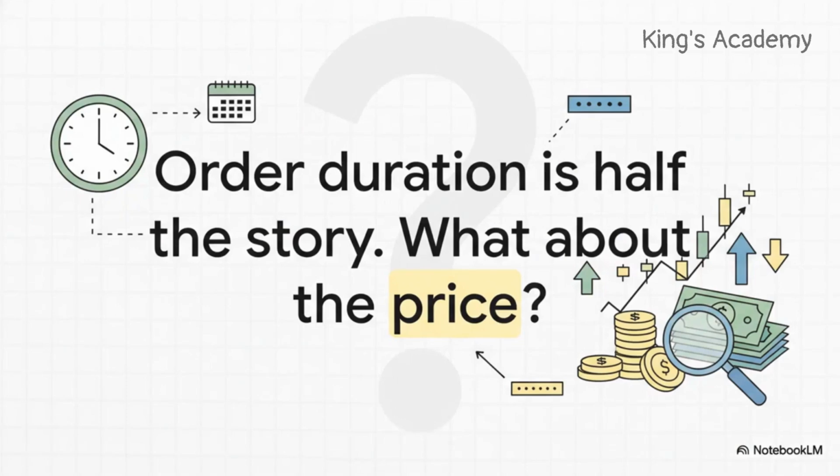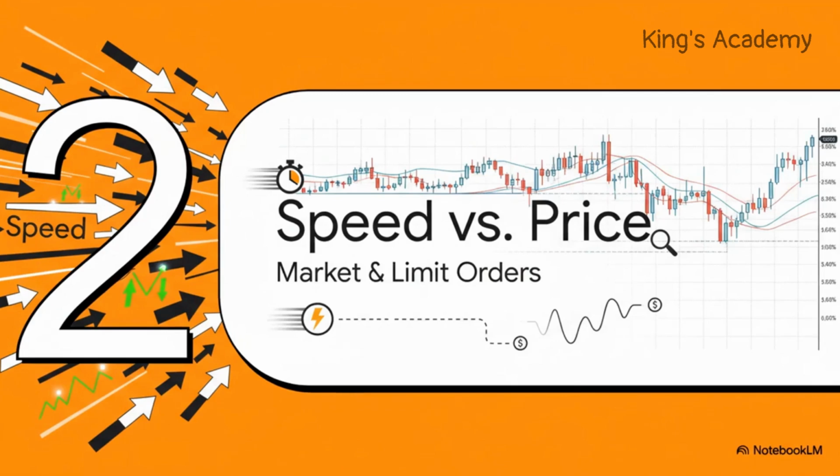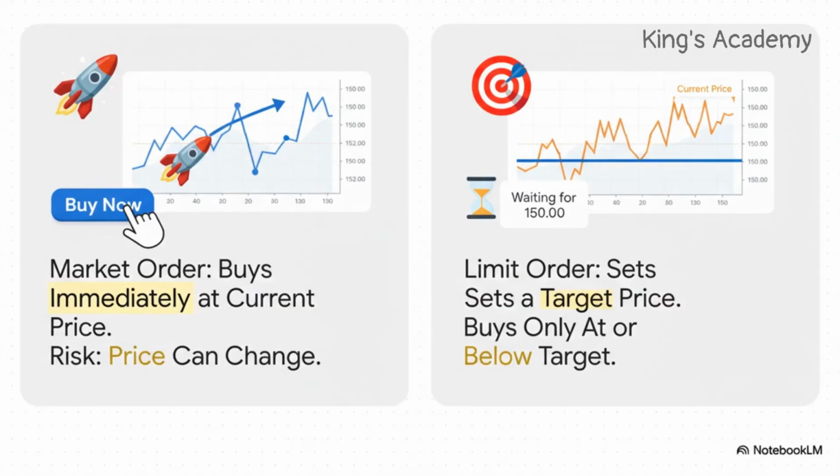Okay, so we've covered the when, how long an order is good for, but that only gets us halfway to solving our little mystery from the start. The most important piece of the puzzle is the how much, the type of price you agree to when you place that trade. And this brings us to the absolute core dilemma that every single trader faces every single day. Do you prioritize speed, getting the trade done immediately no matter what? Or do you prioritize price, getting that exact price you want, even if it means you might miss the trade? This choice, it's everything.